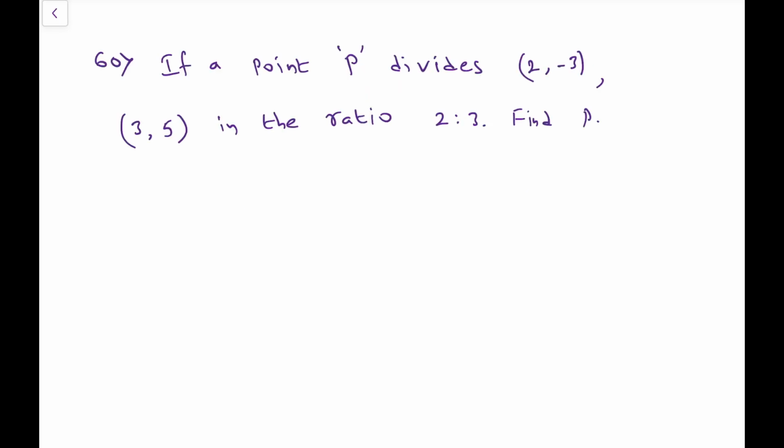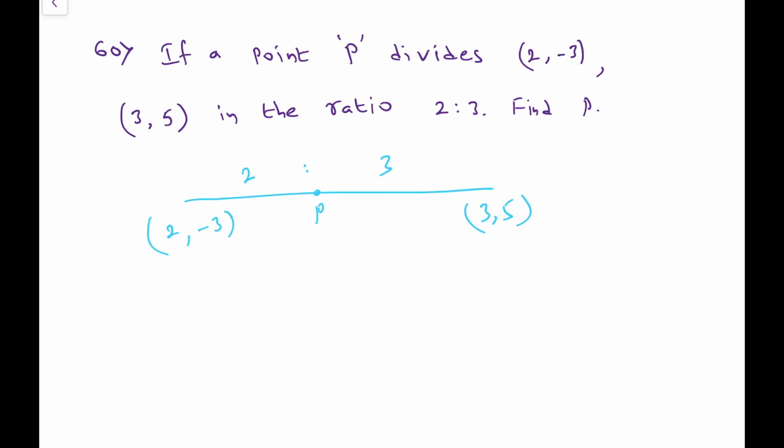If a point P divides (2, -3) and (3, 5) in the ratio 2 is to 3, then find the point P. So for example, if you have a line segment like this, one end vertex is given as (2, -3) and the other end vertex is (3, 5). Okay, so on this line somewhere we have one point P, and this point P is dividing the total line segment in the ratio 2 is to 3. So now we need to find out this P's coordinates. So let us find out that.